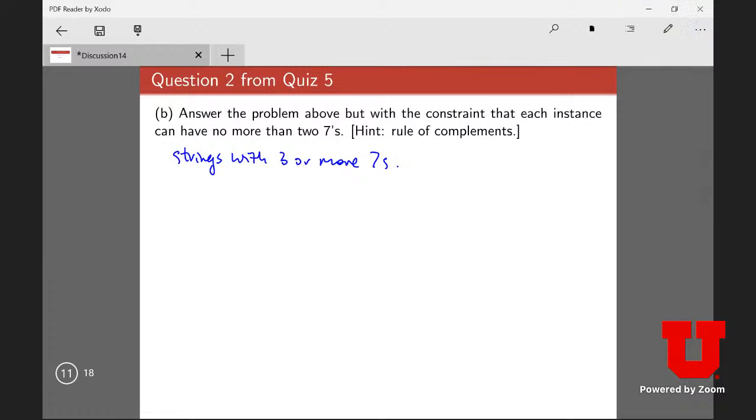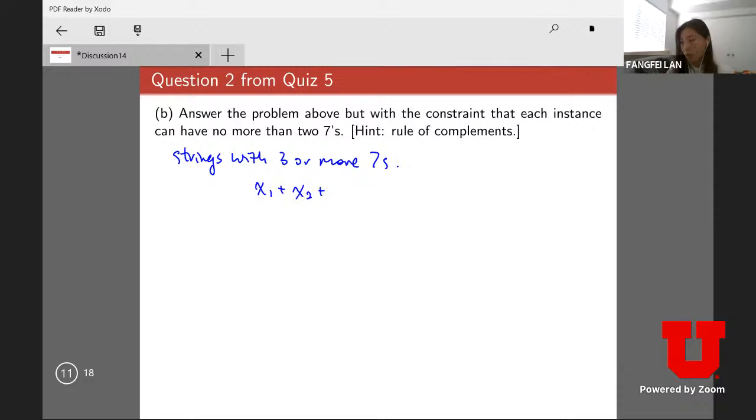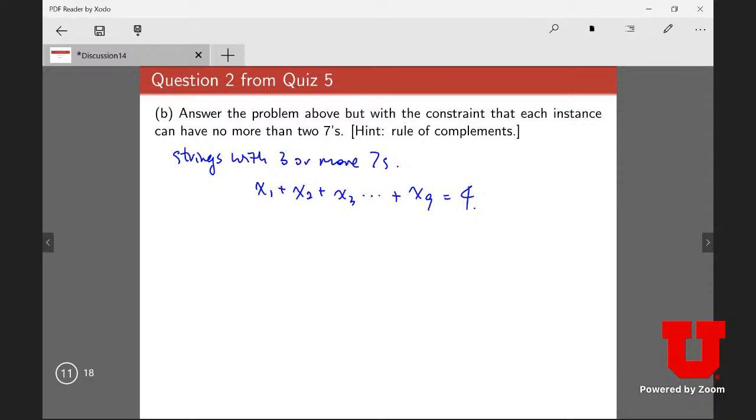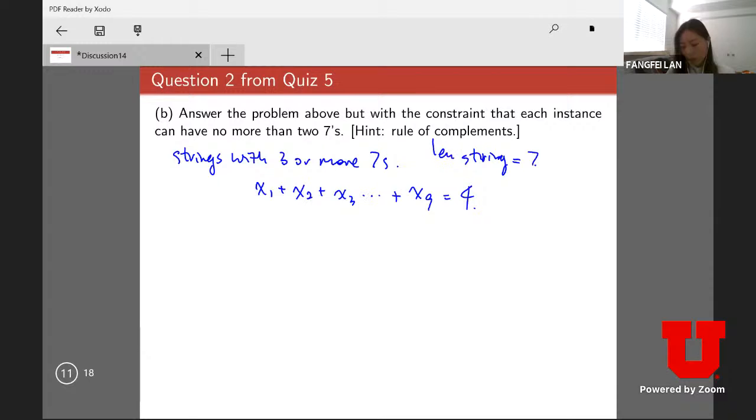Could you do the same thing you did before, like x1 plus x2 up to x9, but instead of setting it equal to 7, set it equal to 4? Okay, x1 plus x2. But then, right, okay, so I think, yes, this is 4, right? Why 4? Because you have to have at least 3 7s in there. Right, so the string is length 7, right? But we already have 3 spaces taken, so we only have 4 left.